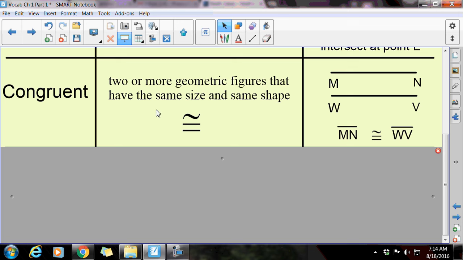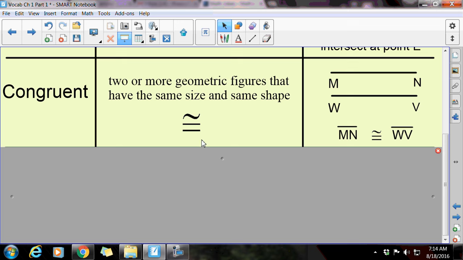Congruent: two or more geometric figures that have the same size and the same shape. This is the symbol for congruent. So if I have a line segment MN here and a line segment WV here, and those two line segments are congruent, then you put this cool little symbol in between.